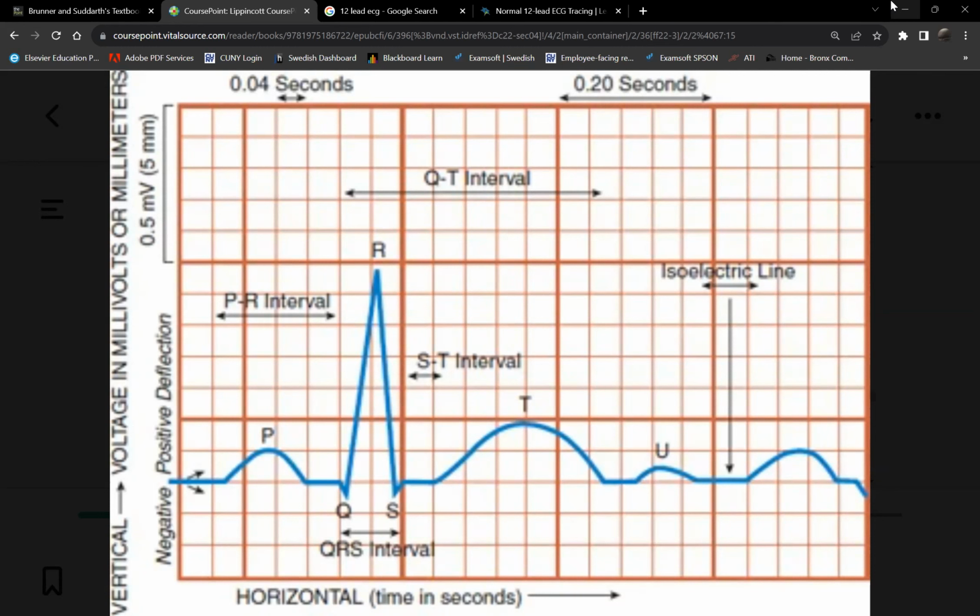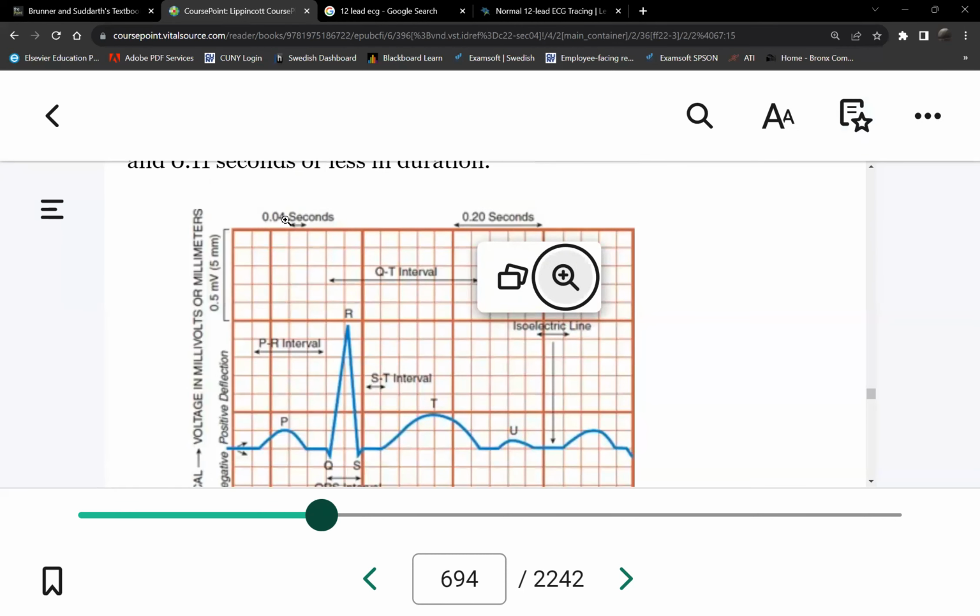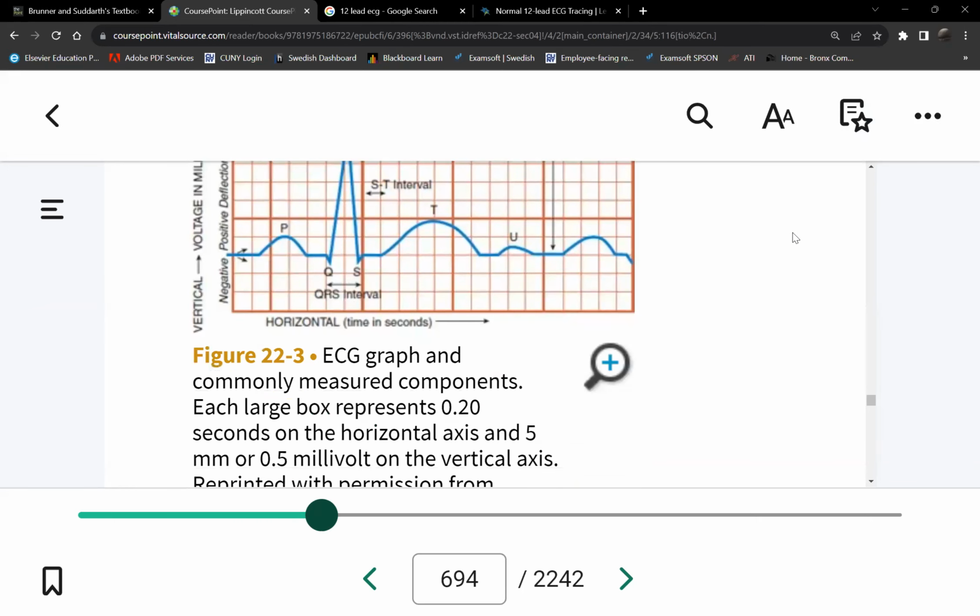Each small box, as you can see here on top, measures 0.04 seconds. One small box is 0.04 seconds. So therefore, one big box, since it has 5 small boxes, measures how many seconds? 0.2 seconds. Again, one of these small tiny boxes measures 0.04 seconds. Multiply by 5 equals 0.2 seconds. All right, you follow me so far?